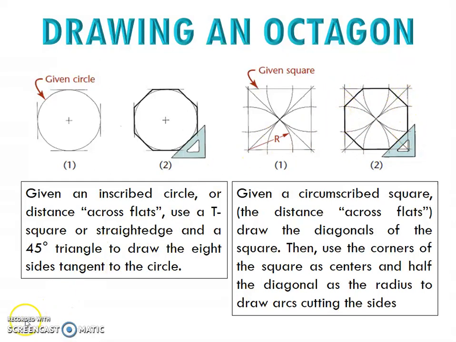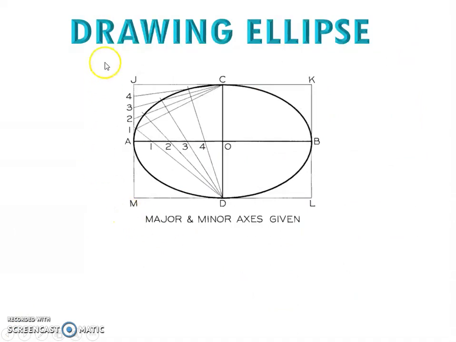Very simple. Finally, we're going to draw the ellipse. Okay, this is very important. So how do you draw the ellipse? Usually the major and minor axes will be given. So what you have to do is draw the major and minor axes, and then you construct the rectangle over here by using the distances of the axes.